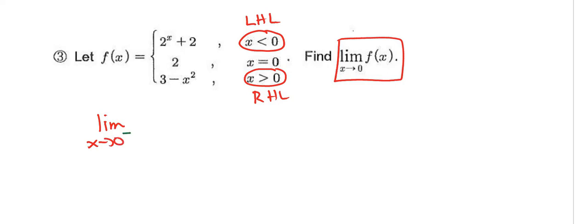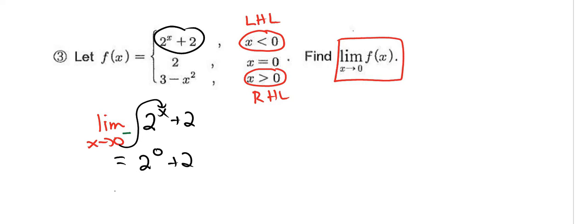If I want to evaluate the left-hand limit, it would be the limit as x approaches 0 from the left-hand side, and the function that I'm using here is 2 to the x plus 2, and then I can do a direct substitution here. This will be 2 to the power 0 plus 2. That equals 1 plus 2, which equals 3. So 3 is my left-hand limit.